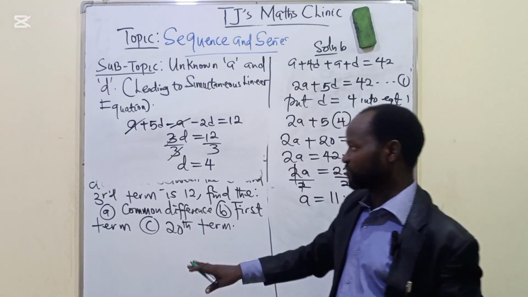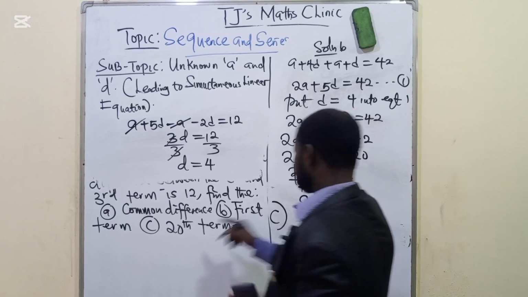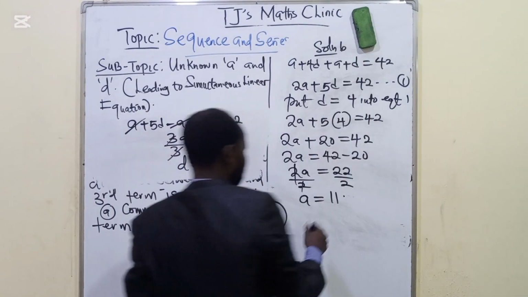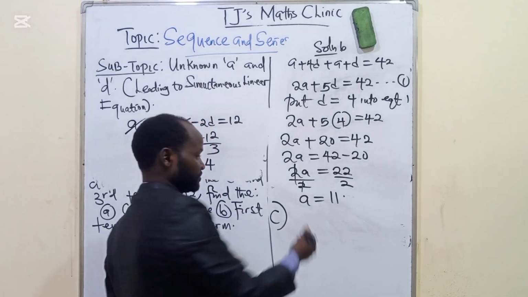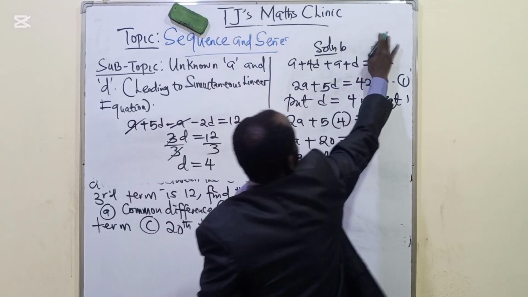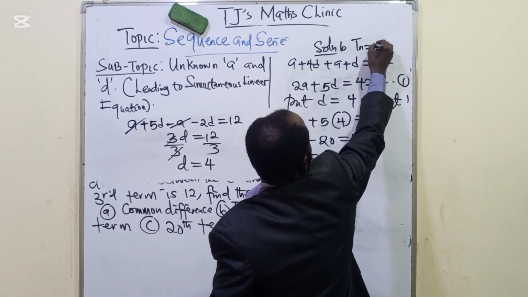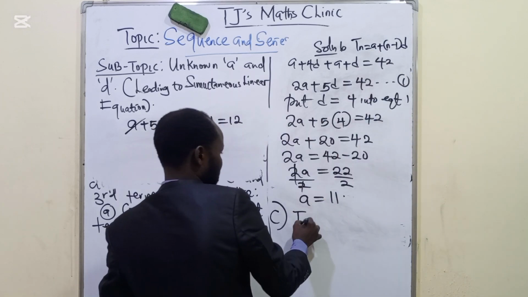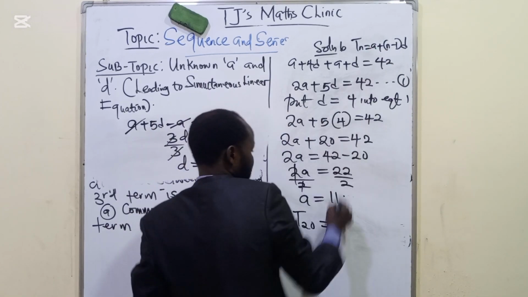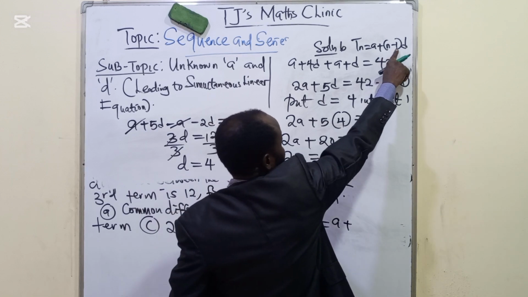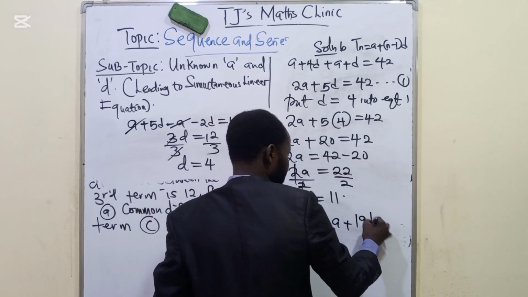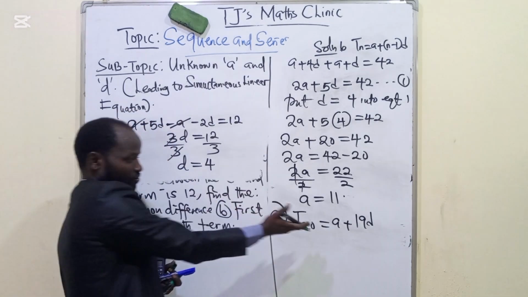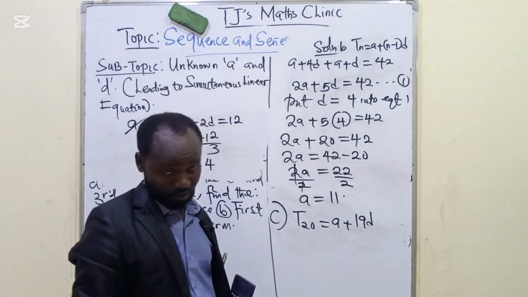The 20th term, we are asked to find the 20th term. It means n is equal to 20. So if n is equal to 20, let's substitute into the nth term. Let me write the nth term here, which is Tn equals A plus n minus 1 times the common difference. When n is 20, what do we have? We have A plus 20 minus 1, which is 19, times D, that's 19D. Let's substitute now. We know our A as 11 and we know our D as 4. So we can easily get the 20th term. I hope we are together.